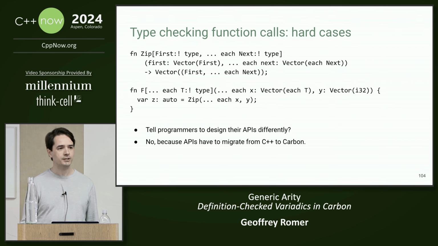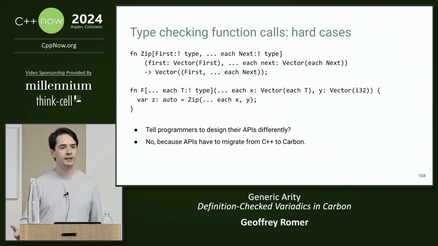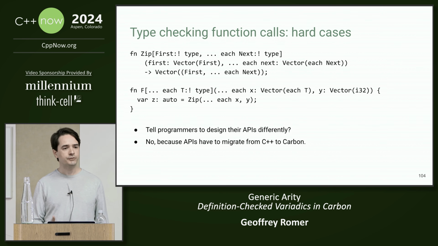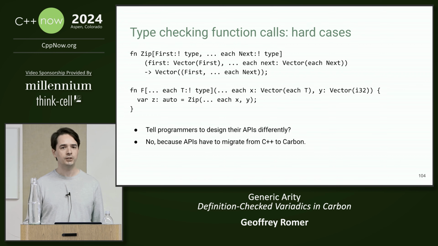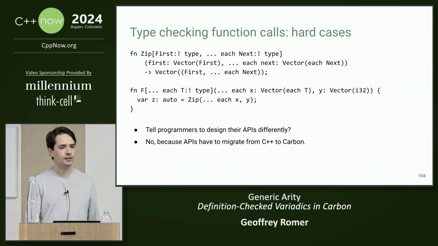Carbon's a C++ successor language. So one of our goals for Variadics is to support incremental migration anywhere in the call stack. I need to be able to turn my C++ Variadic function into a Carbon Variadic function without changing my callers or my callees. And either of those restrictions would block that because they restrict what the call site can look like. So we need to find a way to accept function calls like this.